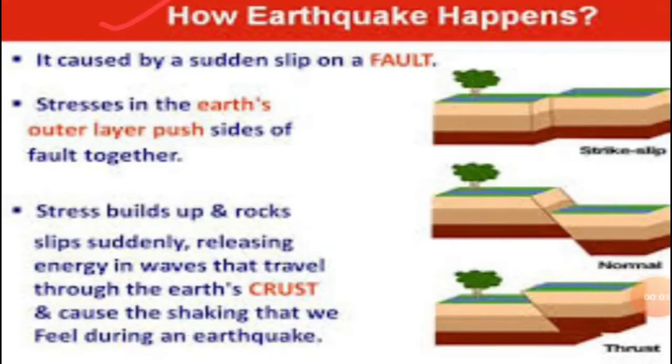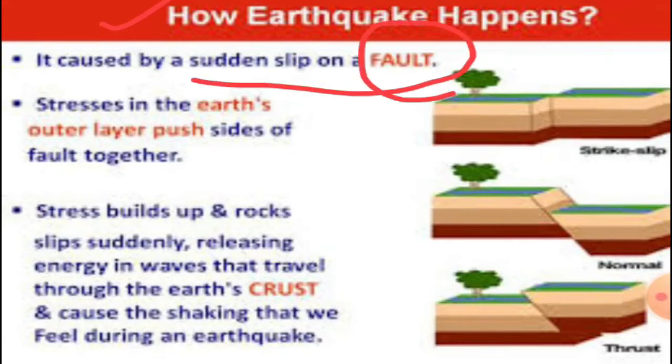How does an earthquake happen? It is caused by a sudden slip on a fault. What is a fault? It is a sharp break or fracture in the crustal rocks. Now let us see how this fault is created and how it leads to an earthquake.